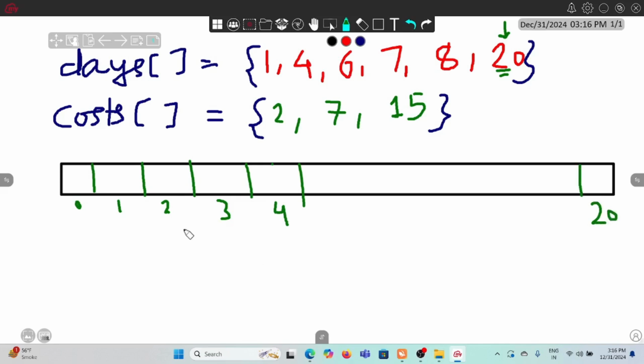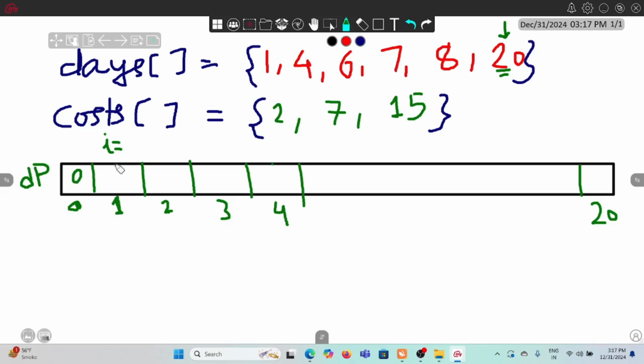Now what we're going to do with this array is, first of all, we will start from day 1, because we are not supposed to start from day 0. So we will start here, with i equal to 1. This is our dynamic programming DP array, where at i equal to 0 the value is 0, because we are not traveling at all. That is why we are starting from day 1.